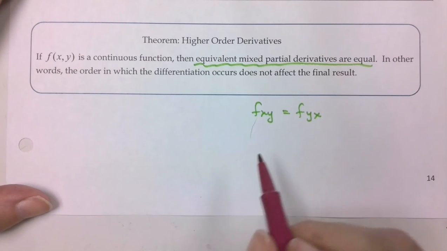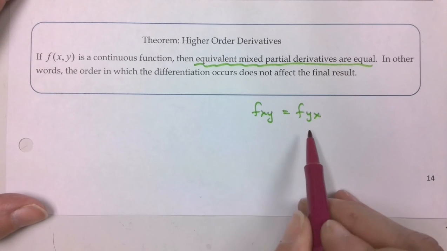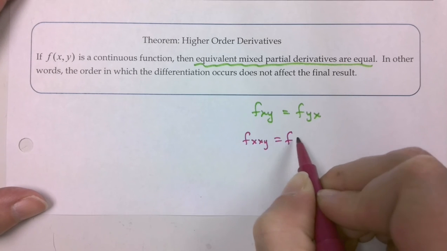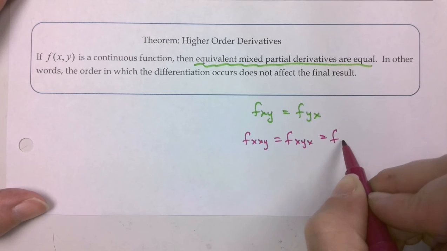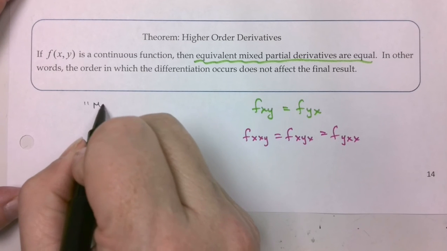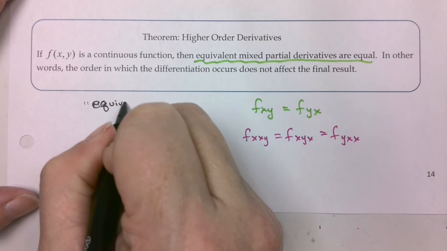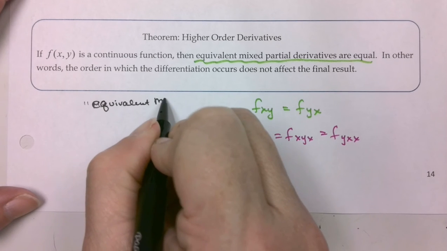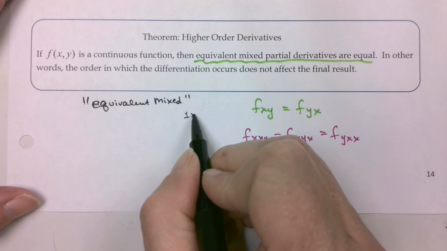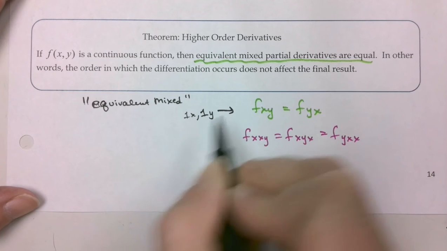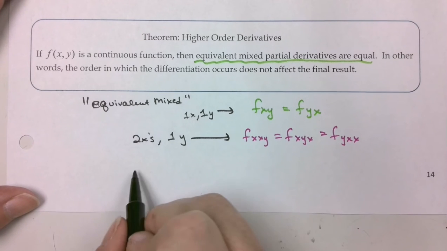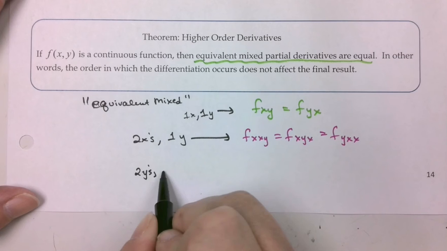So not only are fxy and fyx the same, but we also learned that fxxy is the same thing as fxyx, which is the same as fyxx. So by mixed, oh, I should say equivalent mixed. Equivalent mixed. What does that mean? Well, we could have one x and one y. We could have two x's and one y. And I'm willing to bet it's going to work for two y's and one x, but let's prove it up here.